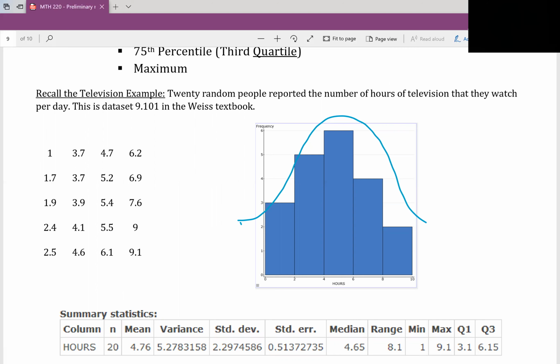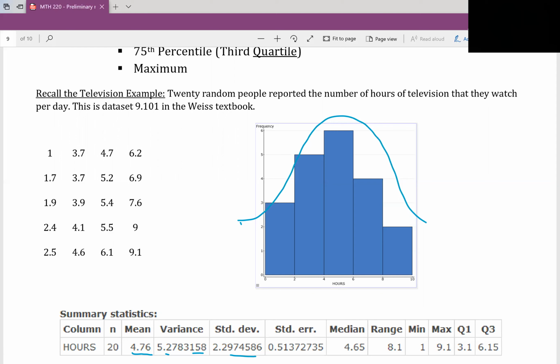All of these values are coming from the sample. Going across in order, this is just the title. This is N, our sample size. Mean, this is the sample mean. This is the sample variance, sample standard deviation, sample standard error, sample median, sample range, minimum of our sample, maximum of our sample. Q1 is the first quartile. Q3 is the third quartile.